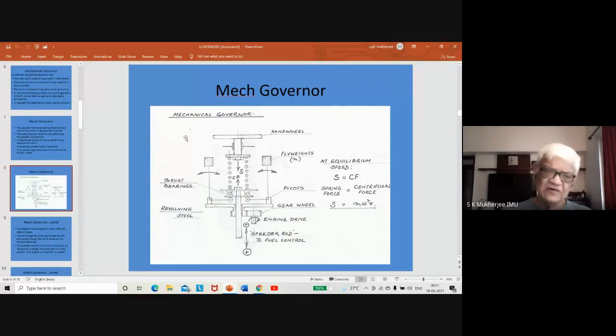So whatever force takes precedence, in other words, becomes more, it will move in that direction. If the RPM has suddenly gone high, that means the flyweights will move outwards. If it moves outwards, it will push against the spring force and come up. And if it comes up, it also brings the fuel lever up. If it brings the fuel lever up, you can see it is marked as negative. That means fuel will be reduced to the engine.